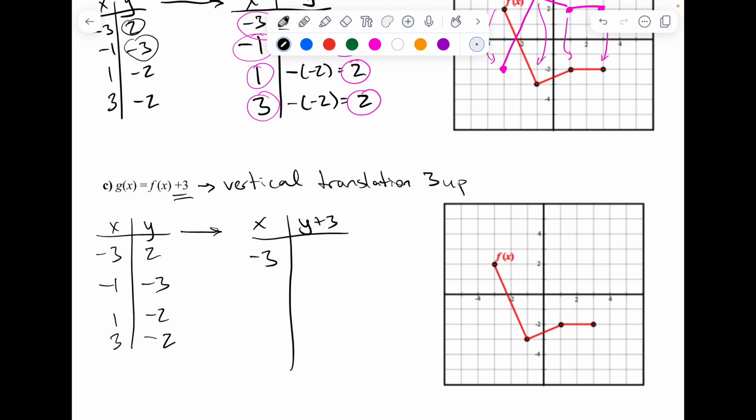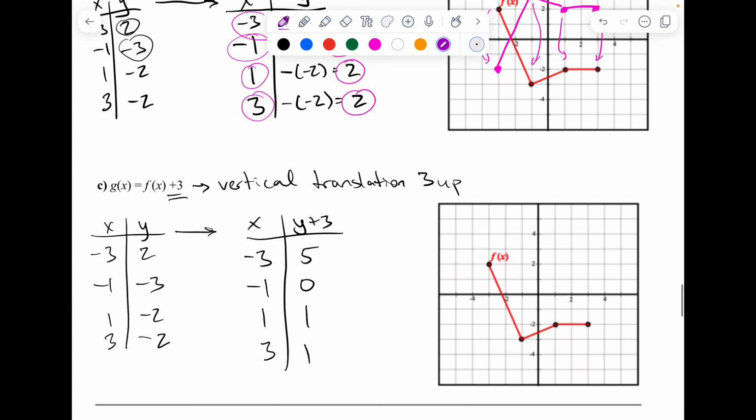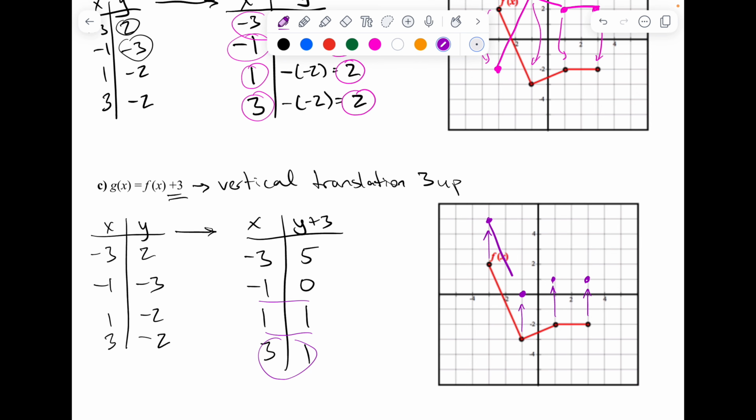So negative 3, 2 plus 3 is 5. Negative 1, negative 3 plus 3 is 0. 1, negative 2 plus 3 is 1. 3, negative 2 plus 3 is 1. Let's plot these new points. Negative 3, 5. See how that's moved up by 3? Negative 1, 0. Moved up by 3. 1, 1. Up by 3. And 3, 1. Up by 3. And so there's my new graph.